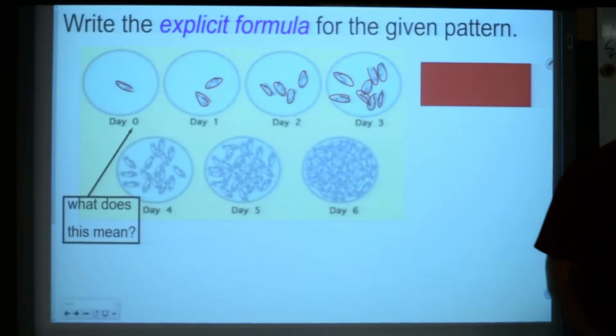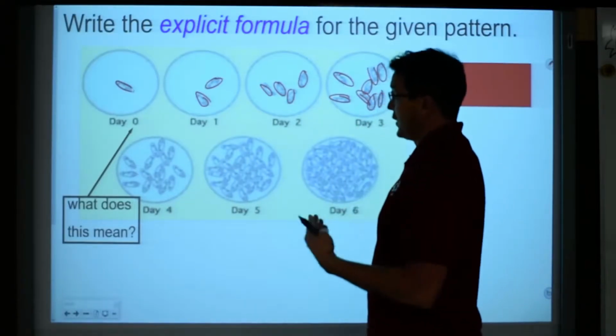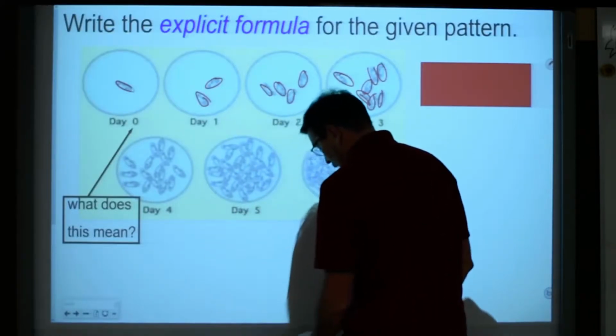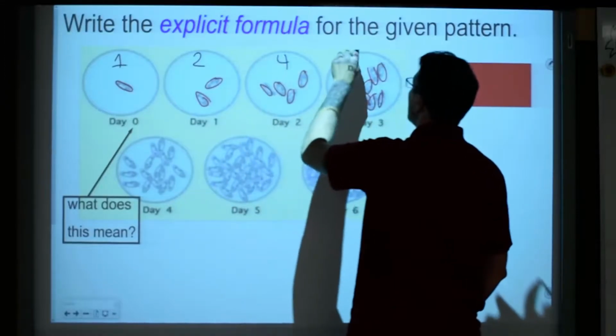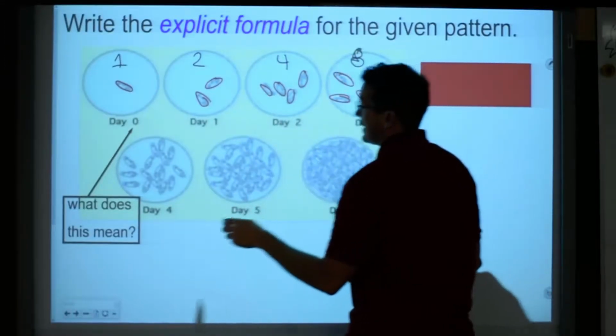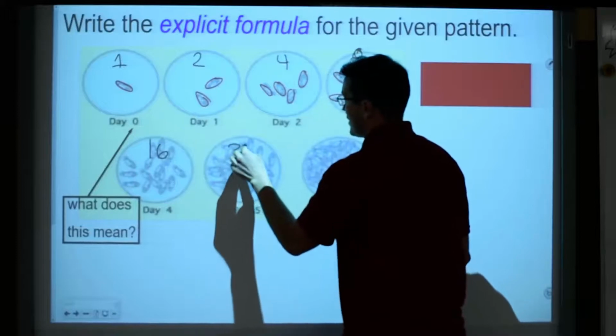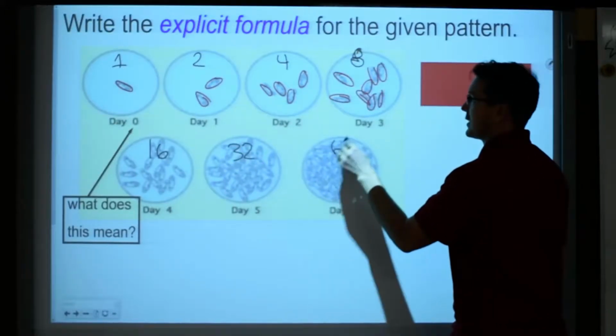They're there. And so again, the first thing I'm going to do is write the numbers down. That'll help me. I see that there's 1 here. Here there's 2. Here there's 4. Here there's 8. Here there's 16, 32, and that's 64. Take my word for it.